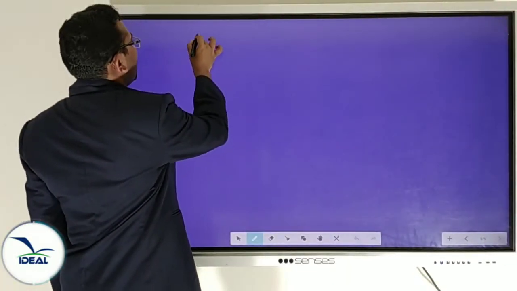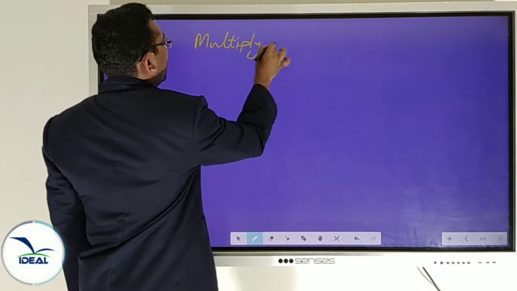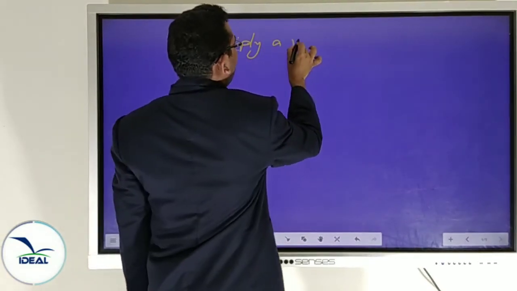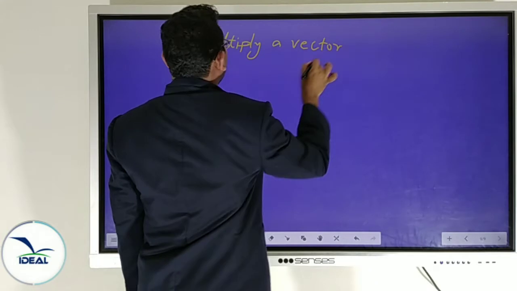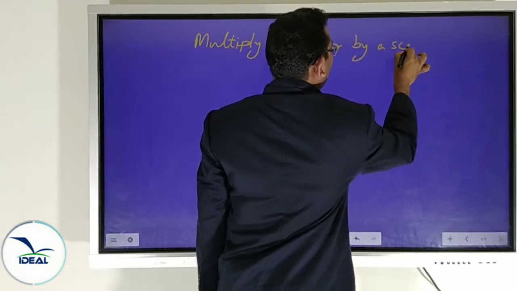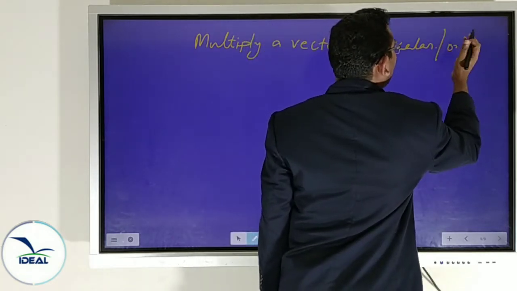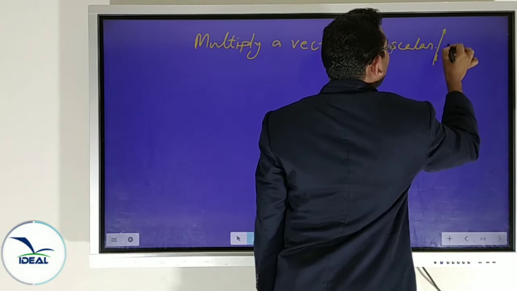Suppose, how to multiply a vector by a scalar or a number.